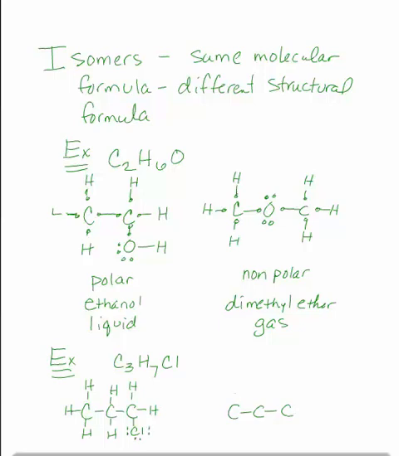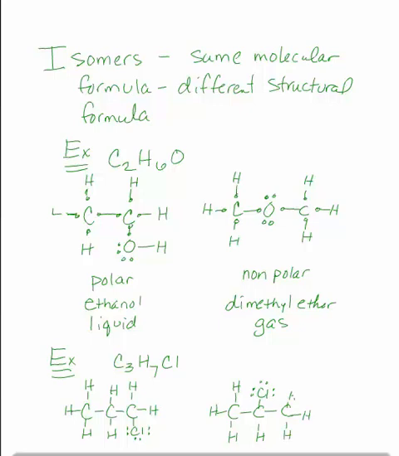Now in the second structure, we're going to place the 3 hydrogens on the first. We'll place the Cl actually on the middle carbon, a hydrogen on the middle carbon, and then the remaining 6 hydrogens on the end carbon.